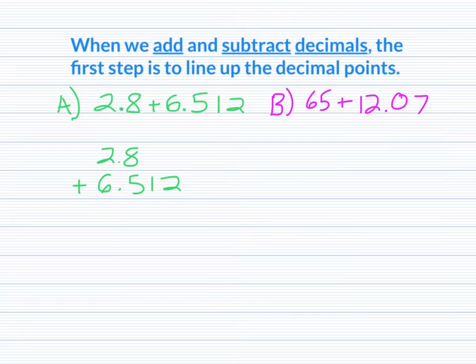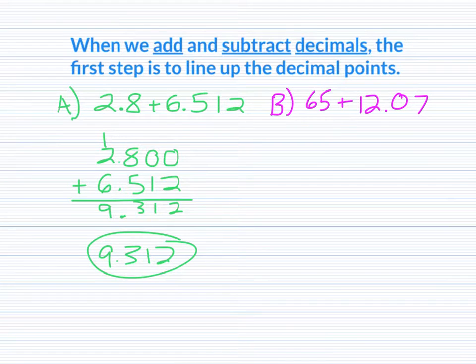So before I add here, I'm going to fill in my missing place values, right? I can add zeros on the end of a number after the decimal without changing the value. And now all I do is do the normal addition. 0 plus 2 is 2, 0 plus 1 is 1, 8 plus 5 is 13. We carry the 1, 1 plus 2 is 3 plus 6 is 9. And the decimal just comes straight down when we add, so we put it right here after the 9. And there's our answer, 9.312.